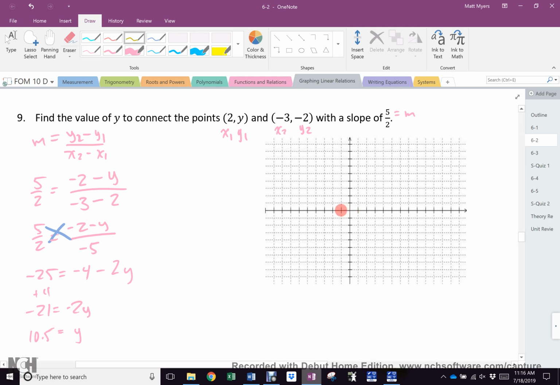I know negative 1, negative 2, negative 3, negative 1, negative 2. I know I need that point, yes? And I need to get out to where x is 2. Here is where x is 2. Let's check. Up 5. 1, 2, 3, 4, 5. Over 1, 2. All right. Am I there yet? No. Up 1, 2, 3, 4, 5. Over 1, 2. Am I there yet? No. Up 1, 2.